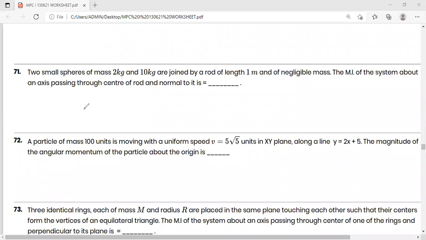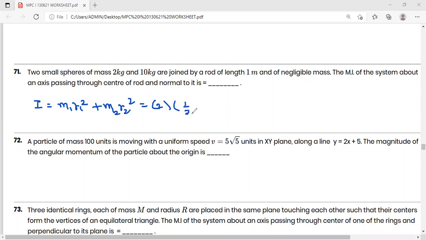Question number 71. Two small spheres of mass 2 kg and 10 kg are joined by a rod of length 1 meter and of negligible mass. The rod mass was negligible, so it is very simple. The moment of inertia of the system about an axis passing through the center of the rod and normal to it is? So simply you can consider two particles here. So that is I equals m1 r1 square plus m2 r2 square.